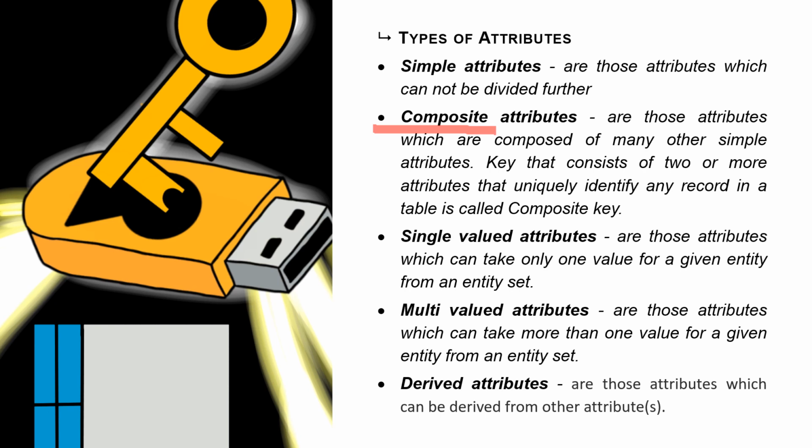So the key that consists of two or more attributes that uniquely identify any record in a given table, this is what we call the composite key. Examples of these composite attributes include the name, because name can be divided into last name and the first name. Another example is the address, which is further divided into the city, barangay, the province, or the region.